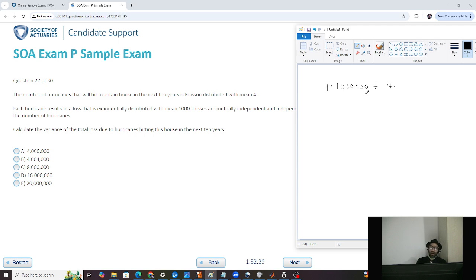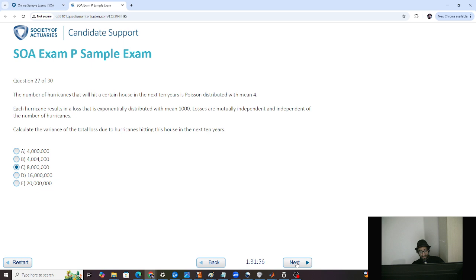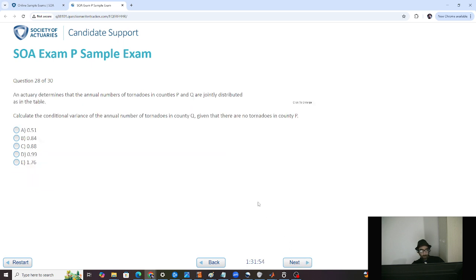This is saying my variance of the number that hit is a 4. Each one gets multiplied by 1,000, but because variance deals with the square of the quantity you're calculating, you're scaling by 1,000 squared. Here, you'll say another mean of 4 times individual variance, right? So each one has a variance of 1,000,000. So it should be 8 million. Hopefully I didn't mess that up again 14 years later.